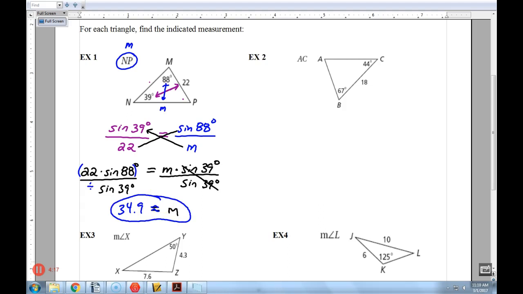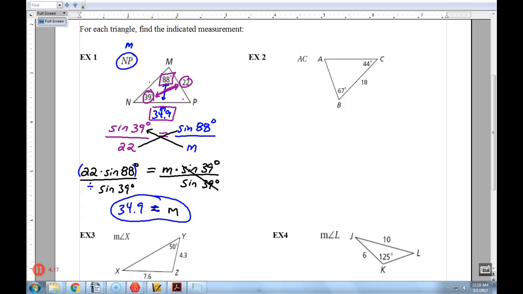Now I want to come back to my picture and see if that makes sense. Does it make sense that this side is 34.9? Well, I kind of go back to the old thing about small angles are across from small sides, and bigger angles should be across from bigger sides. So I think that that's okay. I think that 34.9 seems legit. All right, let's go to the next problem here.